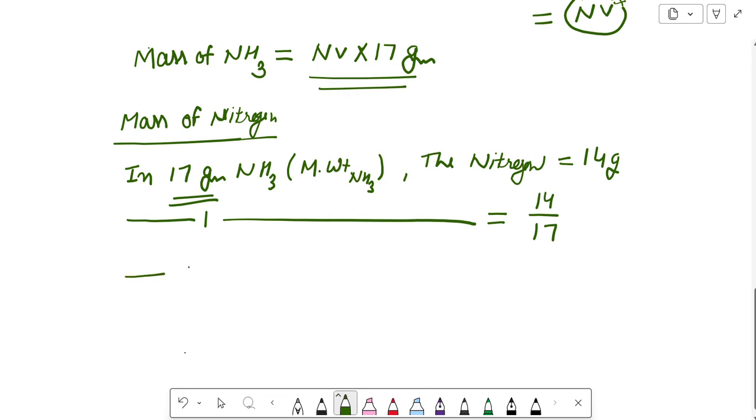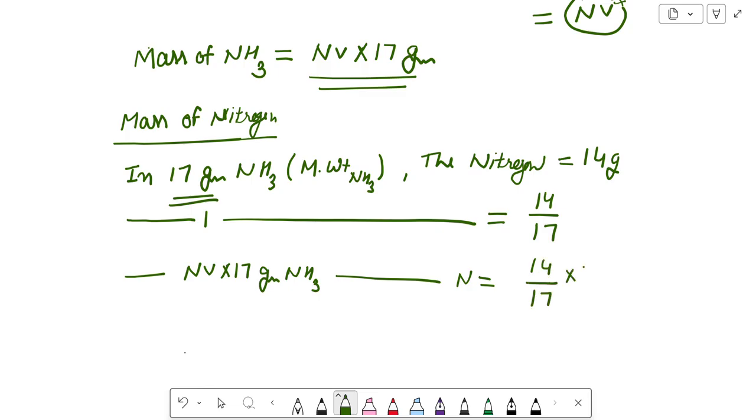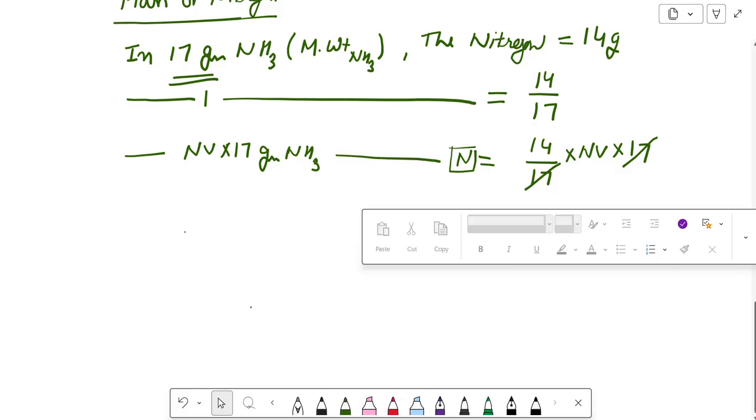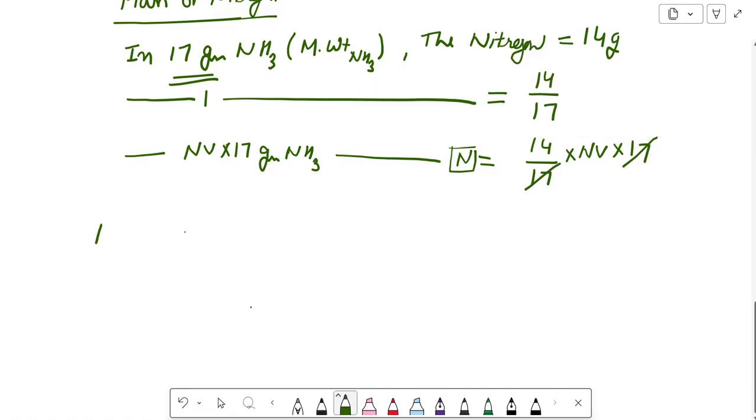So if we are using NV into 17 gram ammonia, then in this mass the nitrogen present is 14 by 17 into NV into 17. Now 17 is cancelled out by 17. So that is the mass of nitrogen which we are getting from our sample. Now we can calculate the percentage of nitrogen.